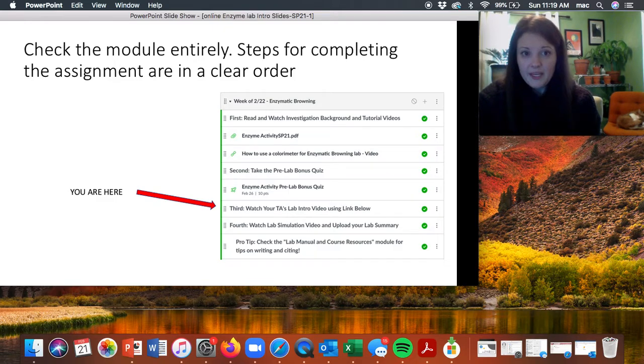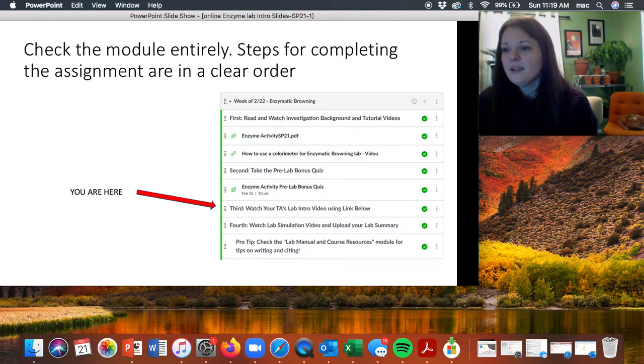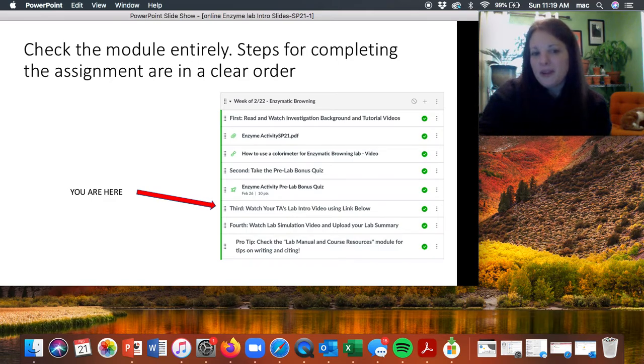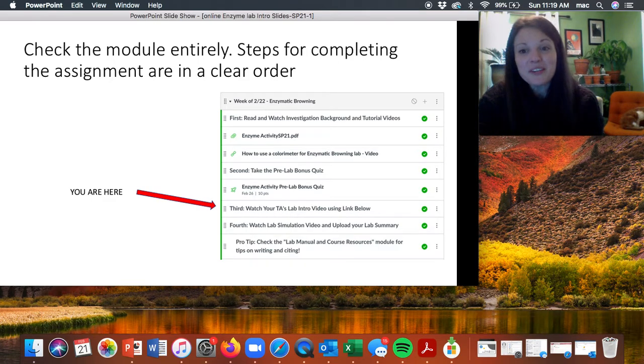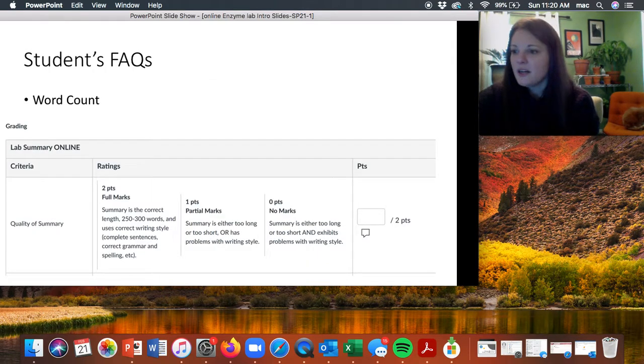So the other thing is make sure to check your modules entirely. This week there's 4 steps to completing this assignment. So this is just a little reminder that I expect you to do a little bit of discovery on your own and navigating Canvas and figuring out where things are before emailing me. So from here on out, I'll probably write some sort of an email in response of, have you checked the modules on Canvas, rather than giving you an explanation of where things are.